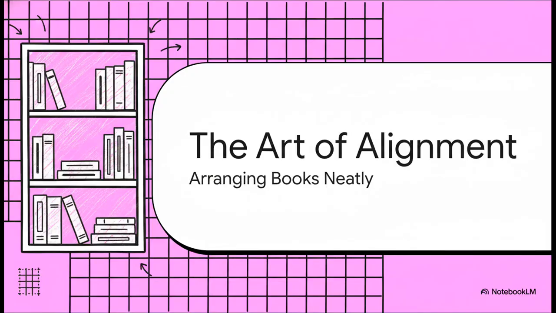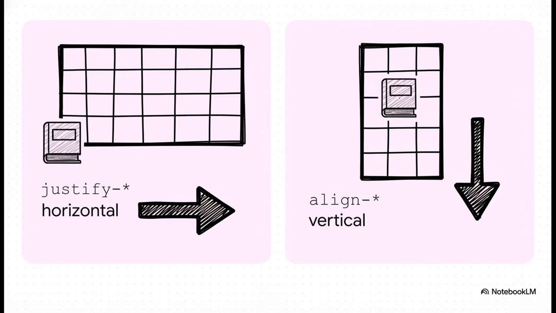So we've built the shelf, we've placed the books. But now for the finishing touch, arranging them neatly so they look good. Now, alignment can be tricky, but Grid gives us this really clear and consistent set of tools to finally master it. Okay, this is the first big idea you need to grasp. Anytime you see a property that starts with justify, it's controlling alignment horizontally along the row axis. And anytime you see align, it's controlling alignment vertically along the column. So remember, justify is horizontal, align is vertical.